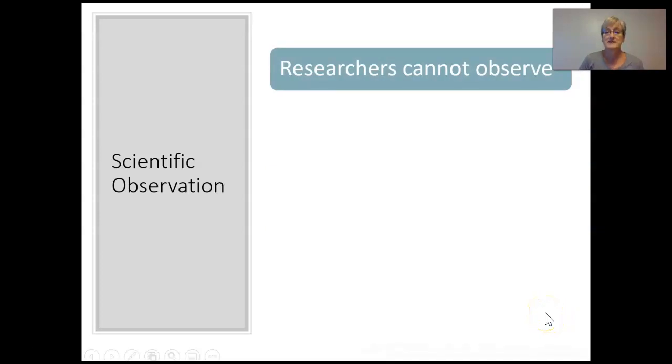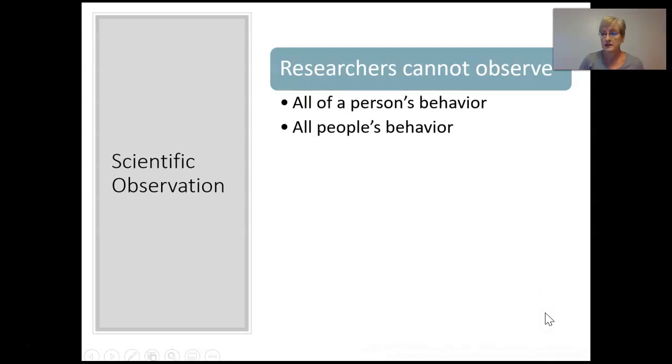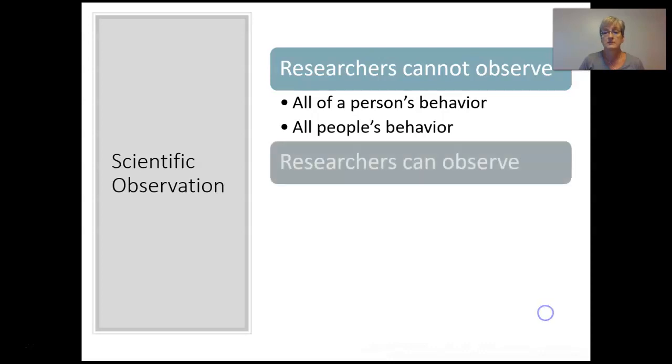Now, all of that said, researchers cannot observe certain things. You can't, as a researcher, have access to all of a person's behaviors. We have to select. You couldn't possibly examine and record every single behavior of a person's repertoire, nor can you have access to all people. Even within a sample, you can't have access to all individuals' behaviors, nor can you have access to every single observable expressed by all of the people in that sample.